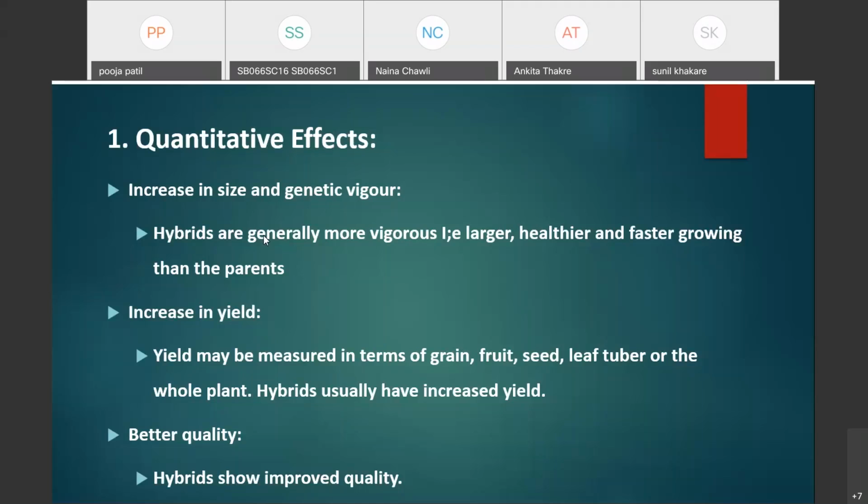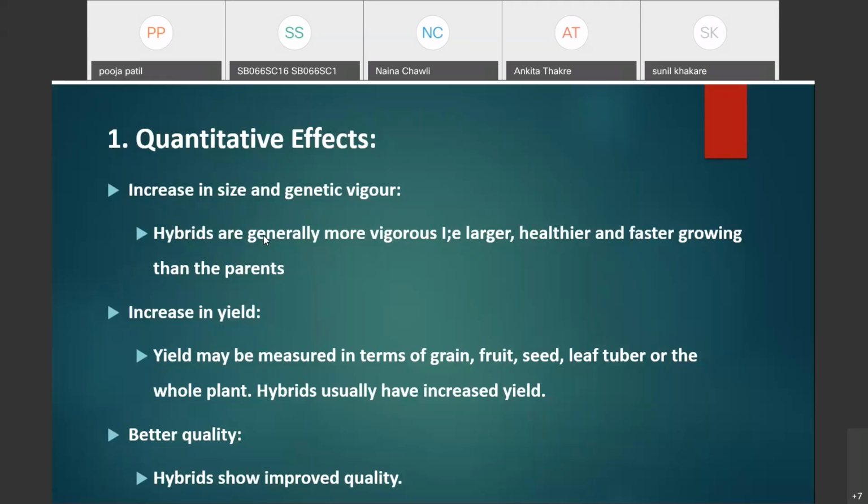Quantitative effect: here you can see the increase in size and genetic vigor. Hybrids are generally more vigorous. For example, they are larger, healthier and faster growing than their parents.